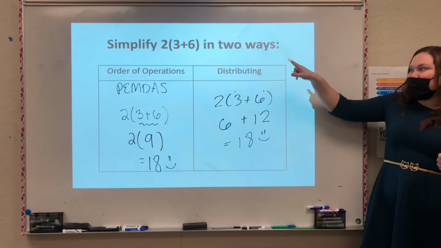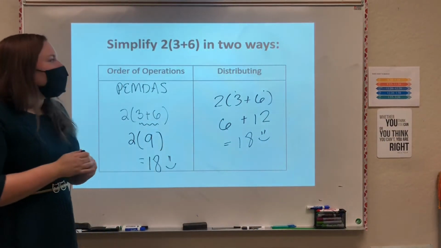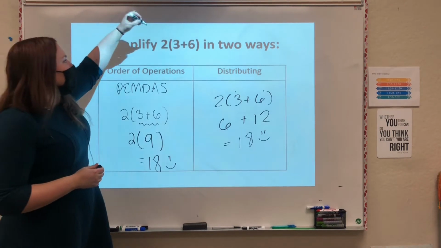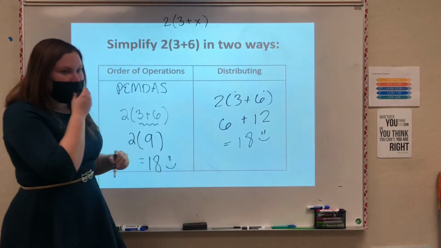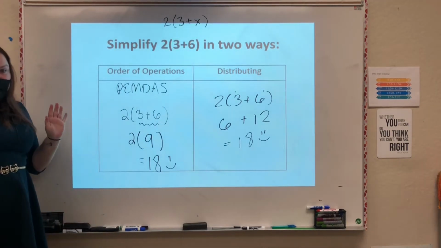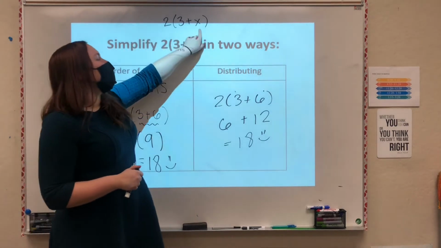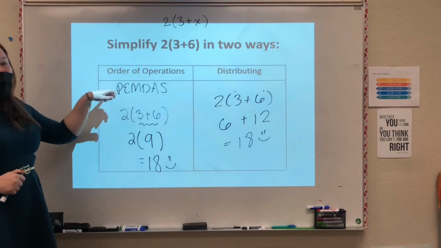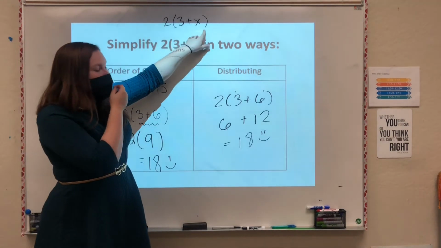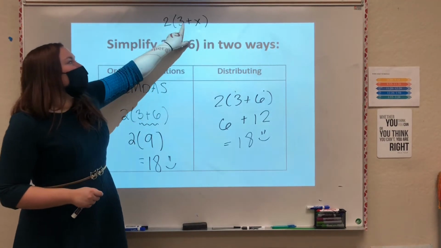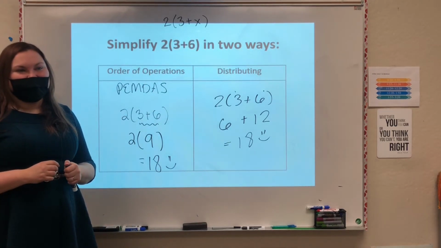If I were to change this problem just a little bit, so let's say instead of 2 times 3 plus 6, let's say it was 2 times 3 plus x. All our problems yesterday had variables in them, right? Problems today are going to have variables too. If I tried using order of operations, starting inside the parentheses, can you add 3 and x together? You can, but it would just be 4x.